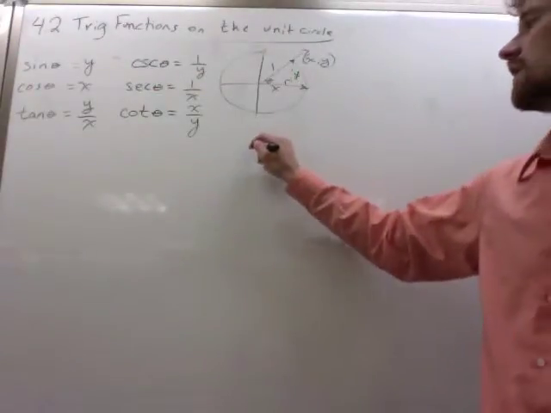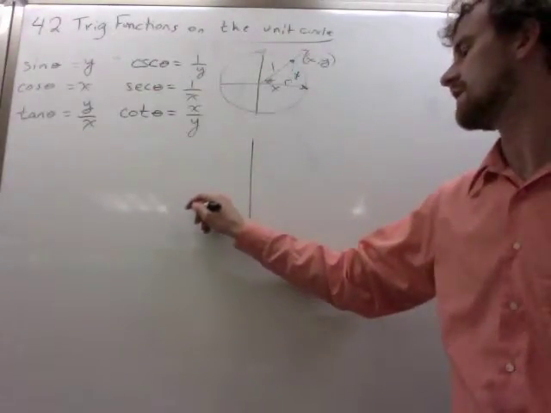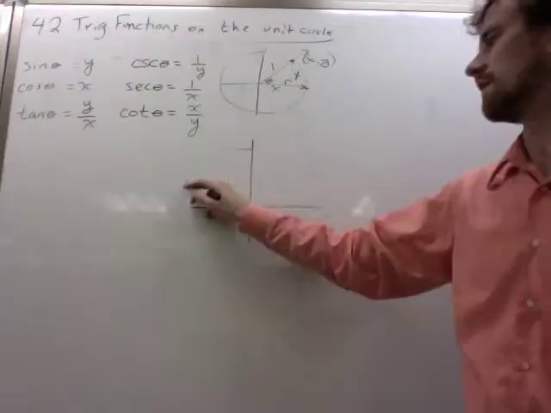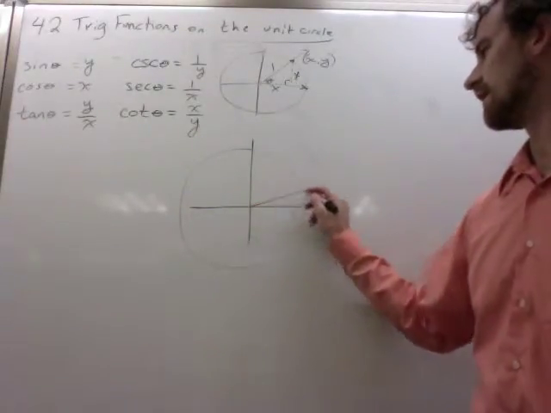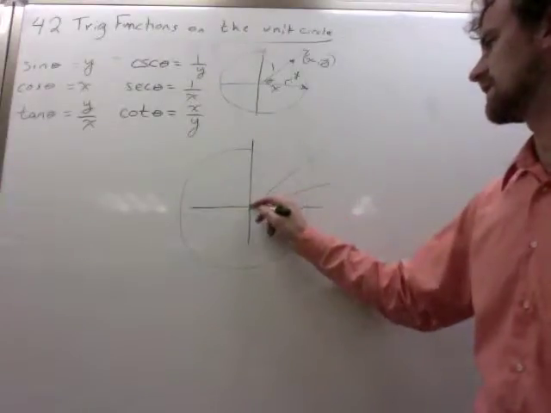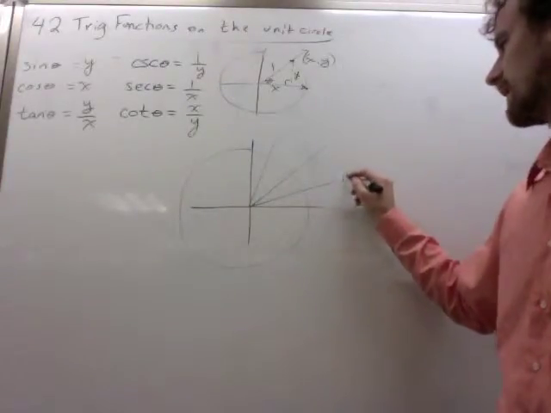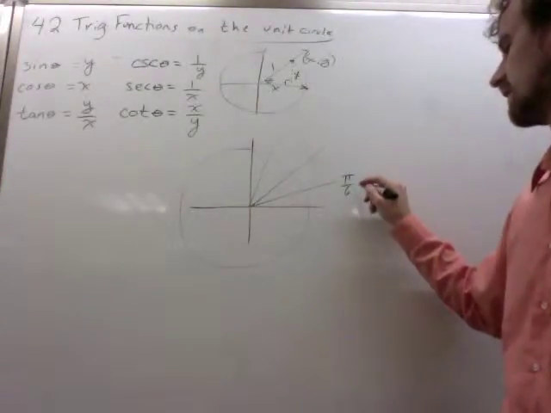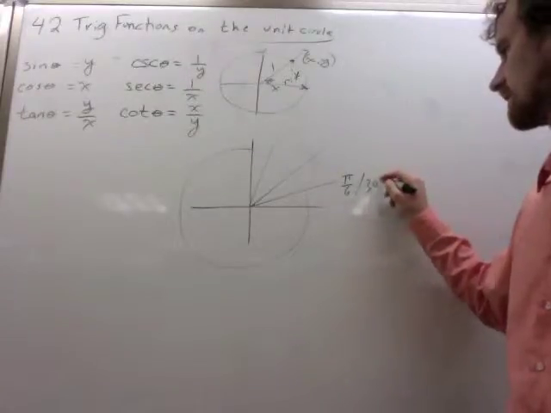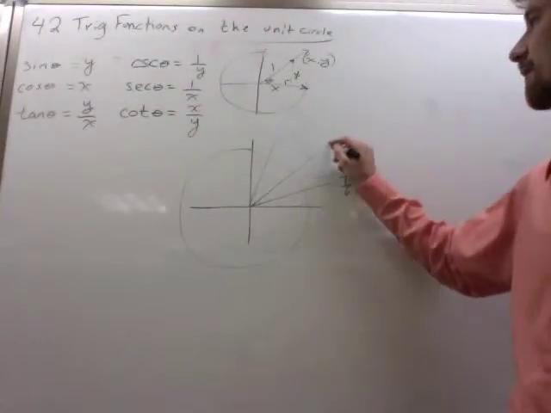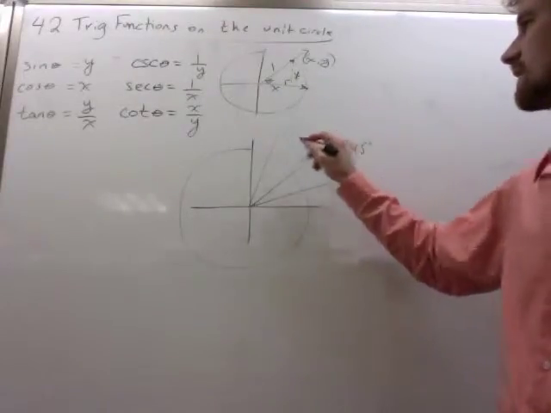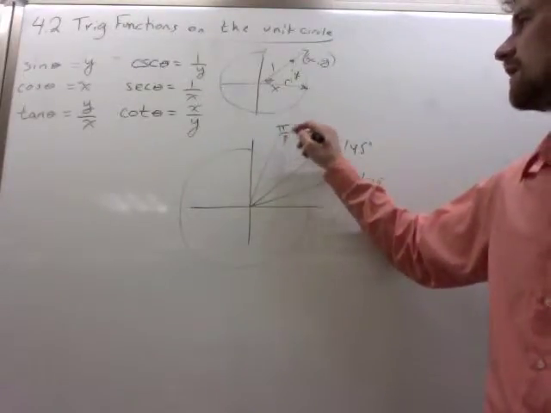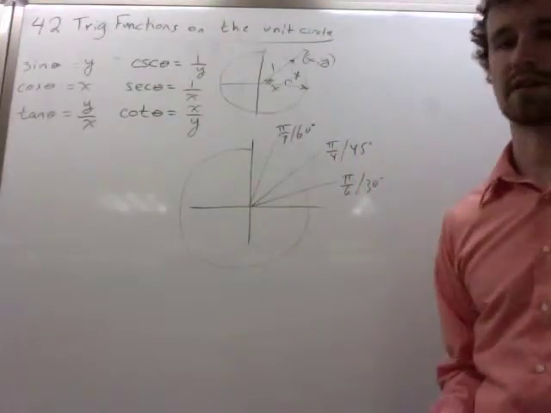There are a few common angles that we're going to need to know the trig functions of. And those angles are pi over 6, which is 30 degrees, pi over 4, which is 45 degrees, and pi over 3, which is 60 degrees.